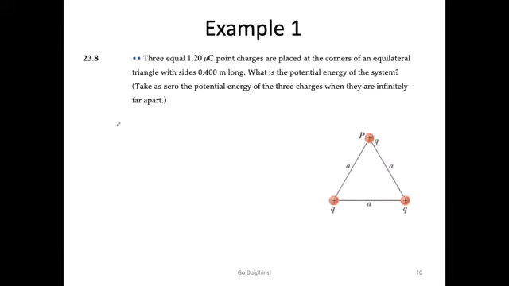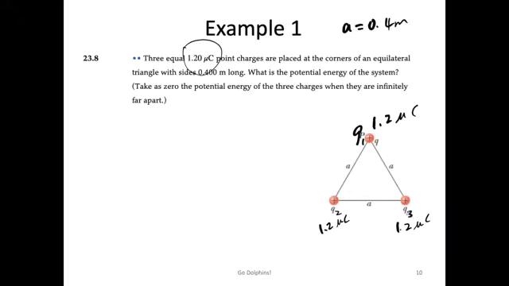So now let's do one example to help us understand. It says I have 3 charges. Every charge is 1.2 microcoulomb, and they are placed at the corners of an equilateral triangle, and each side is 0.4 meter. I want to calculate the potential energy of the system. So let me label them.